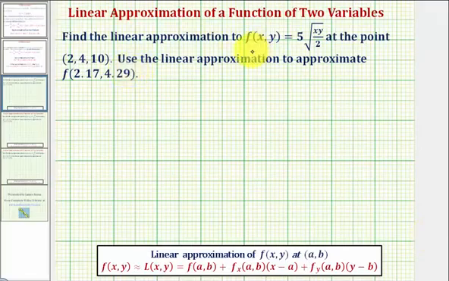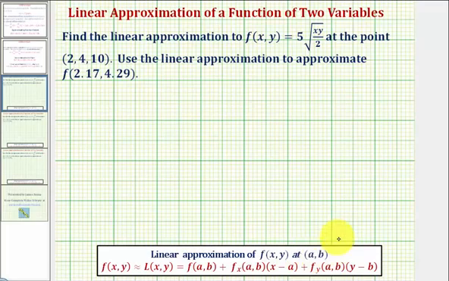We want to find the linear approximation to f of x comma y at the point 2 comma 4 comma 10, then use a linear approximation to approximate a new function value. Notice how this function value is near the given point. So the linear approximation to a function of two variables is L of x comma y given here, where it's going to be approximately equal to f of x comma y as long as x comma y is near the point where we find the linear approximation, which is the point a comma b.